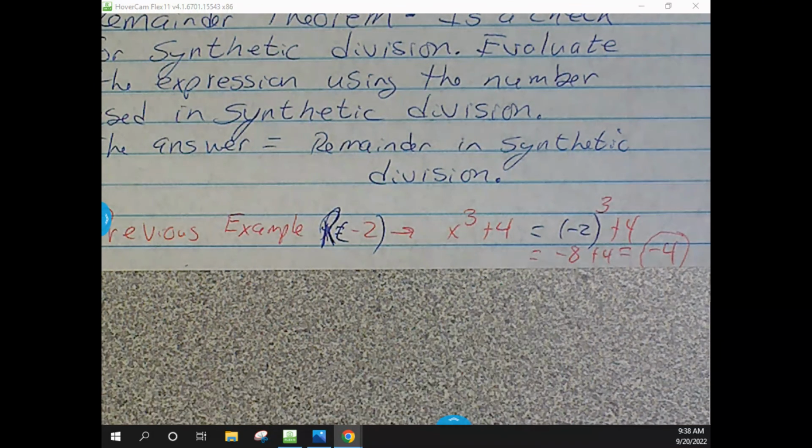So, with the 0 thing, do you think you can do a problem like that? Yeah, we can do one with a 0 remainder. Let's see, I should have one here. Yeah, here we go.